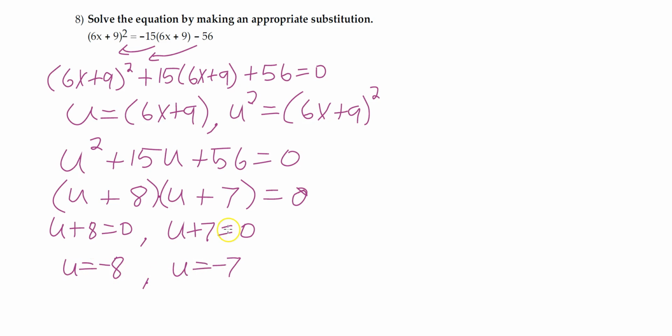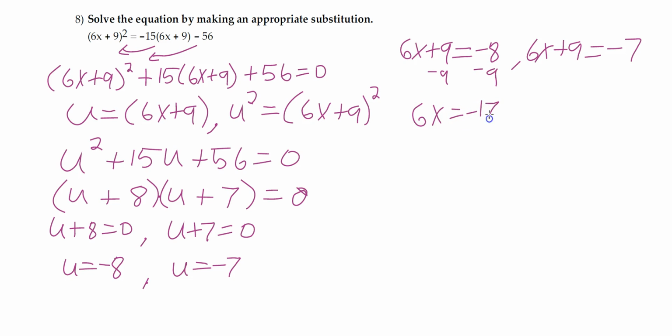Okay, we have u answers, but we have an x question, so we're not done. u is 6x + 9. So we actually know that 6x + 9, that's u, equals -8. And 6x + 9 equals -7. So we have two more equations we need to solve. If I subtract 9, I have 6x = -17, and dividing by 6, x = -17/6.